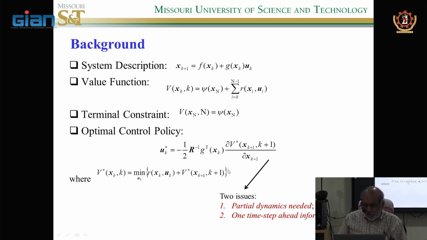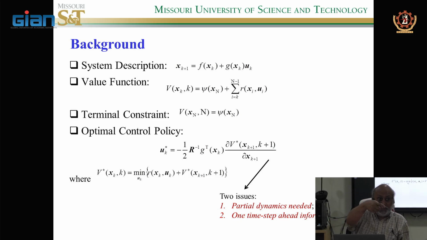So you write the Bellman equation. The Bellman equation is the optimal value function from k to n equal to the cost to go from k to k plus 1, and then from k plus 1 to n. So it's a recursive equation. In that code that I provided, you need the partial dynamics. If you remember, you don't need F, but you do need G.